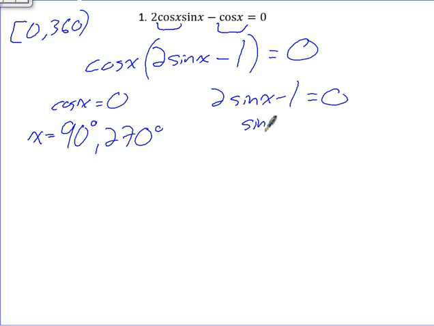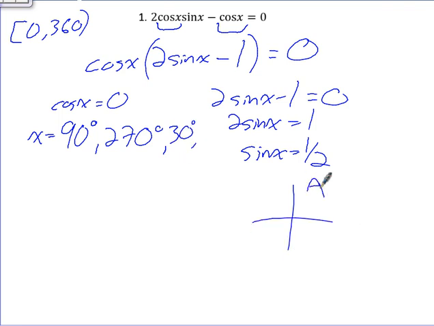In the second, here we end up with sine x. 2 sine x equals 1. Sine x equals 1/2. So now I need to think, okay, what angle gives me a sine of 1/2? And I can pretty quickly know that that's 30 degrees. But I also need to know where else.